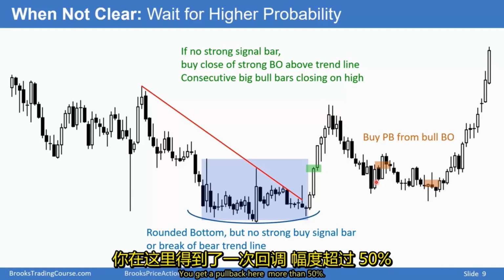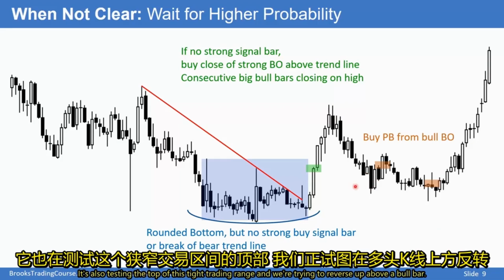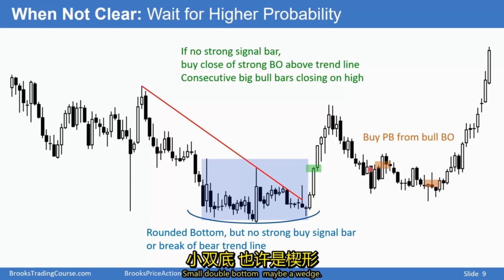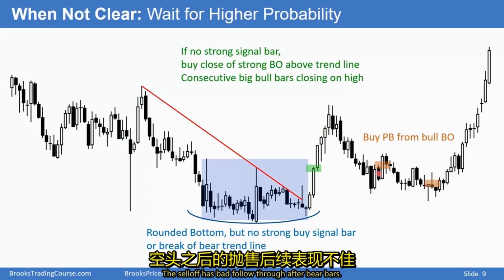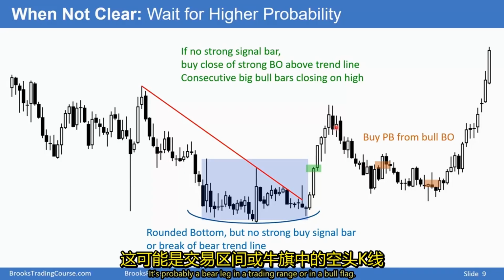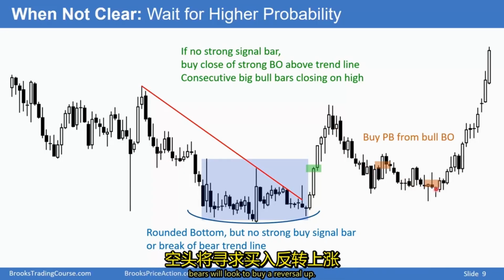You get a pullback here more than 50%. It's also testing the top of this tight trading range, and we're trying to reverse up above a bull bar. Small double bottom, maybe a wedge. 1, 2, 3. Does not matter that 2 does not fall below 3. Doesn't matter. We're above the bottom of the bull trend. The sell-off has bad follow-through after bear bars. It's probably a bear leg in a trading range or in a bull flag. Traders will look to buy a reversal up.